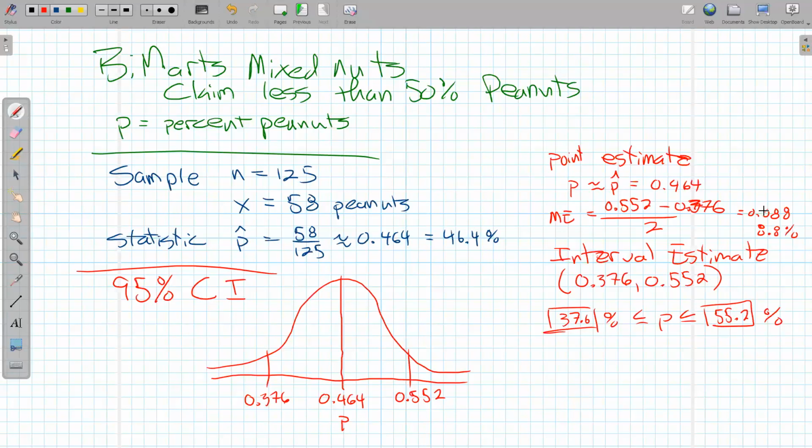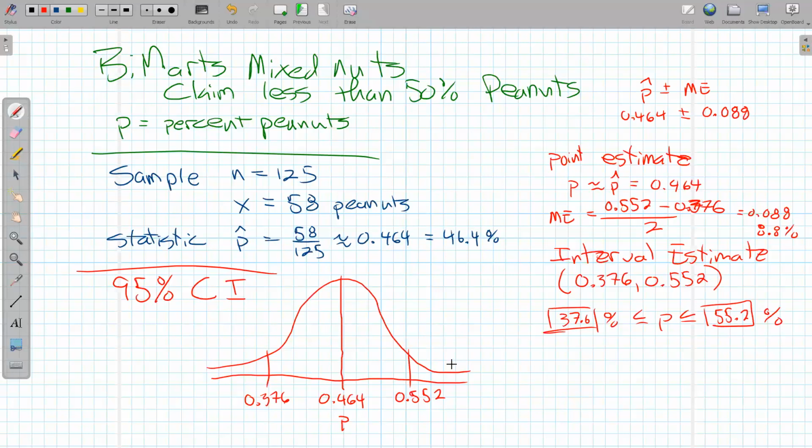So point estimate, margin of error. Another way I could state my answer is p hat plus or minus the margin of error. So that would be 0.464 plus or minus 0.088.